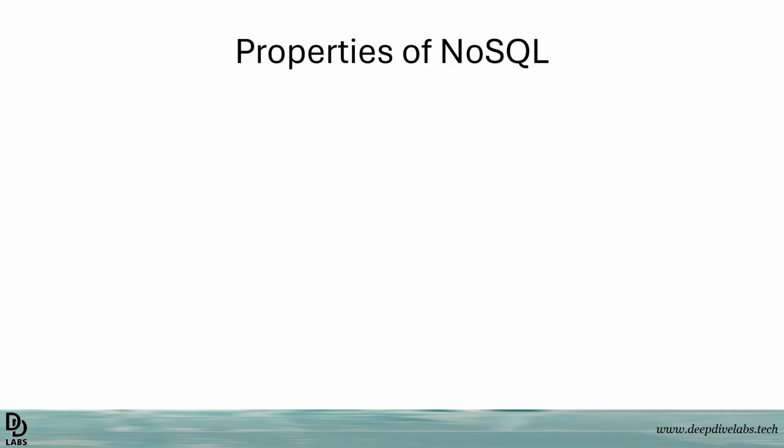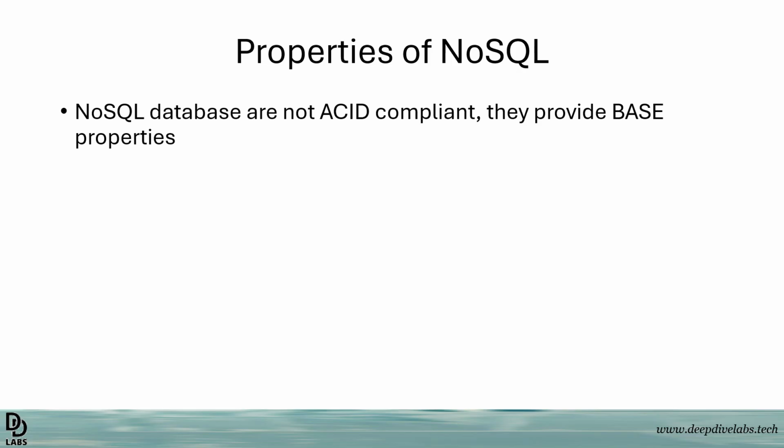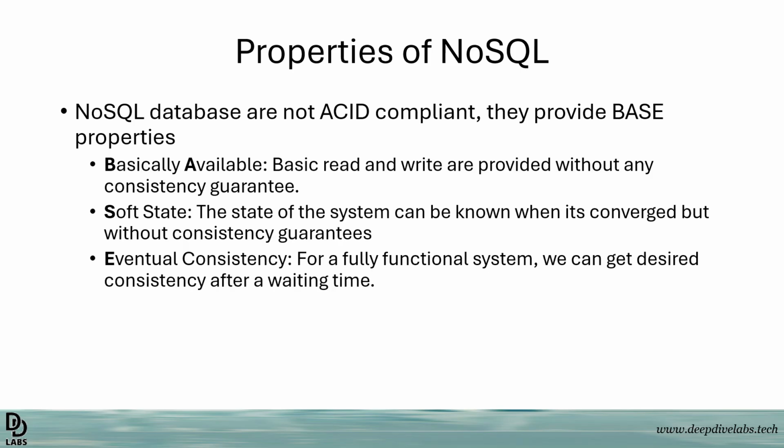So what about the equivalent in NoSQL databases? What are some of the properties? NoSQL databases are not ACID compliant. They provide BASE properties. So let's see what BASE is. BASE stands for basically available, soft state, and eventual consistency.